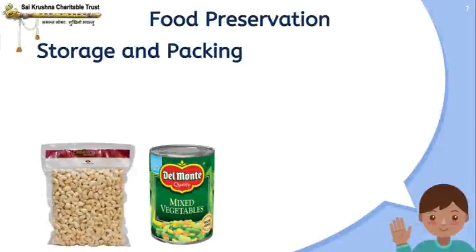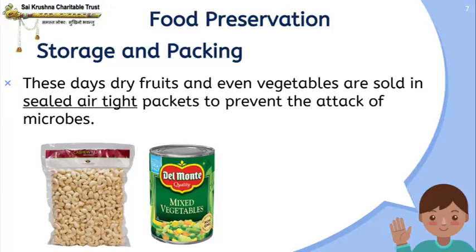Food preservation. The second method of physical food preservation is storage and packaging. These days, dry fruits and even vegetables are sold in sealed airtight packages to prevent the attack of microbes. In the shops, you would have seen dry fruits and even vegetables that are being sold in airtight packets. This means there is no air present inside these packets. They are airtight or sealed. We can see cans of vegetables which are being sold, and we can see airtight packets of dry fruits.